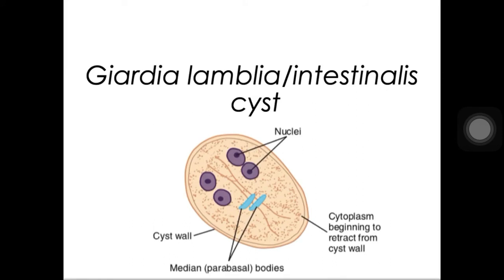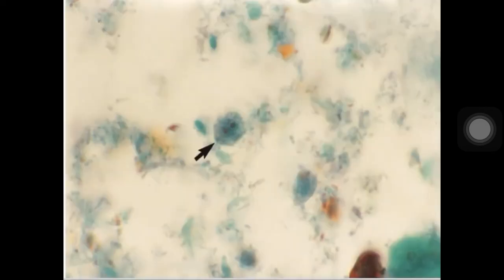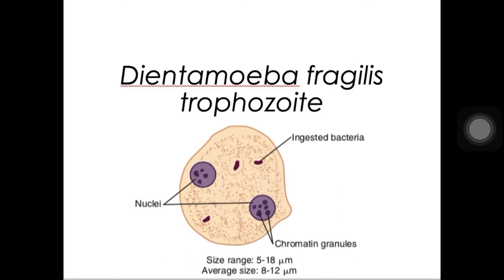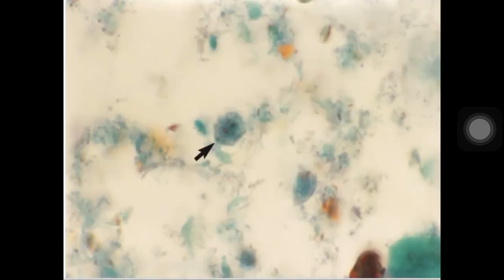Next po tayo, next, number 15. Okay? So, as you can see, meron pong dalawang nuclei doon. So, this one is a binucleated trophocyte. This one is your Dientamoeba fragilis trophocyte. So this one is binucleated nga po, as you can see here.